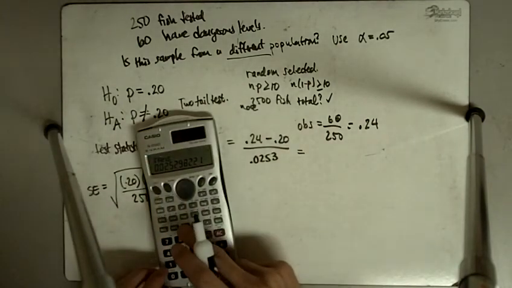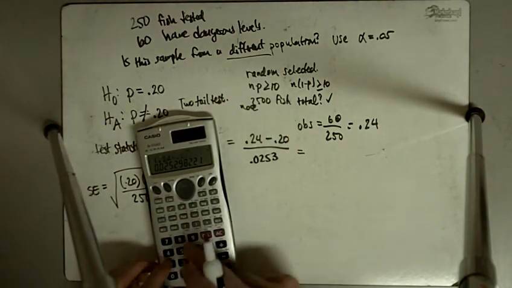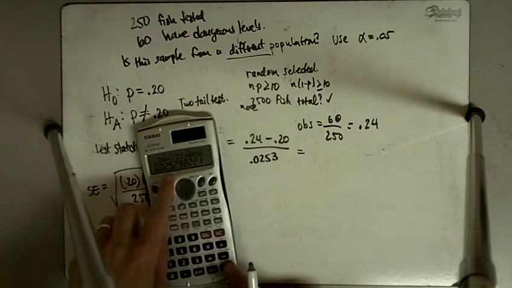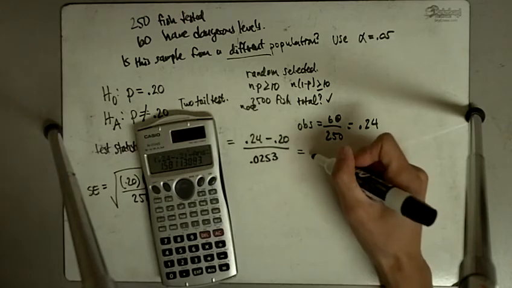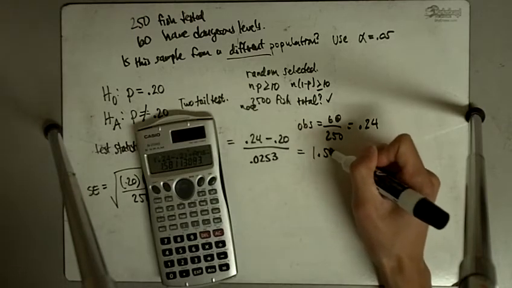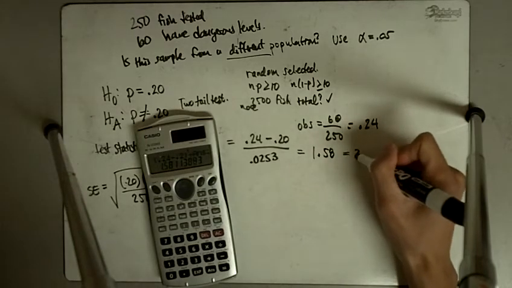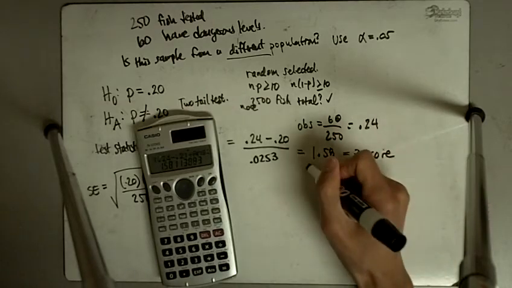So I have 0.24 minus 0.2 divided by that number. I'm just using the number in the calculator, so I don't even have to worry about rounding. And I get a z-score of 1.58. This is my z-score. This is my test statistic.